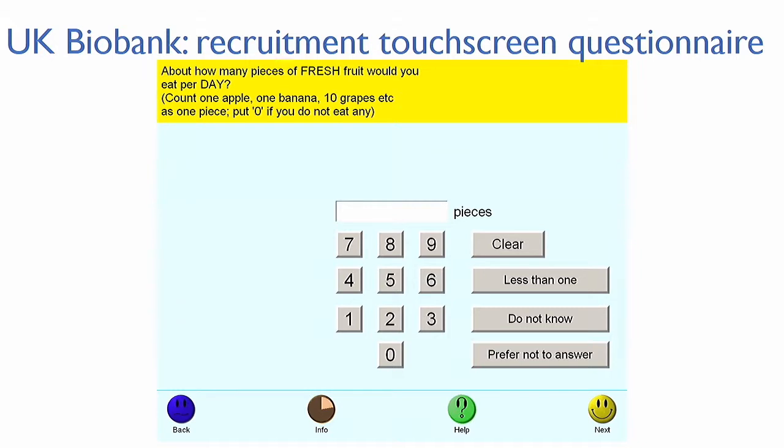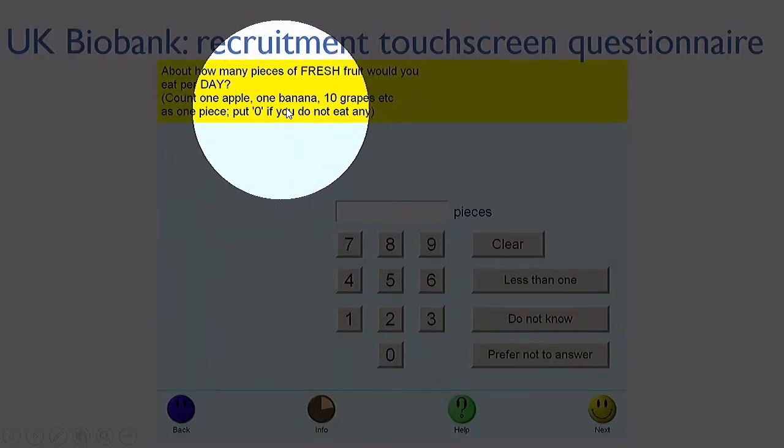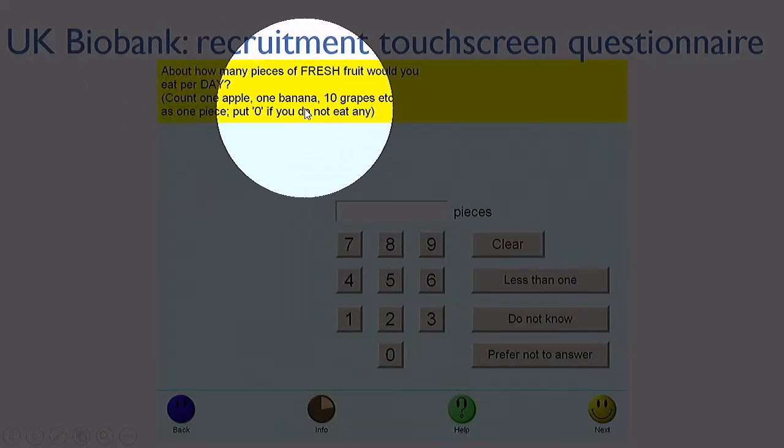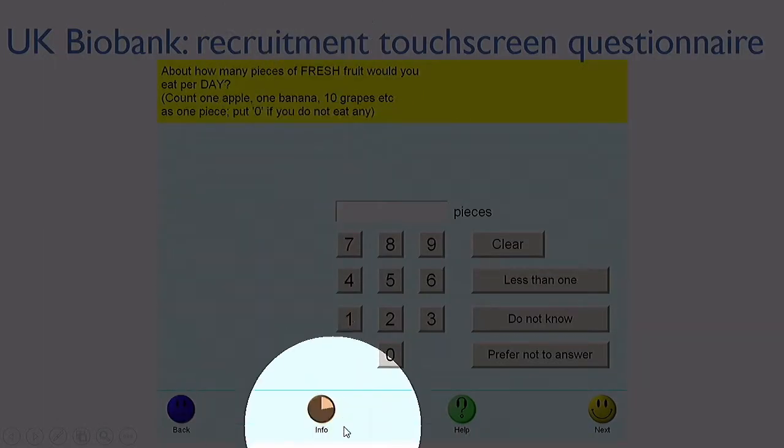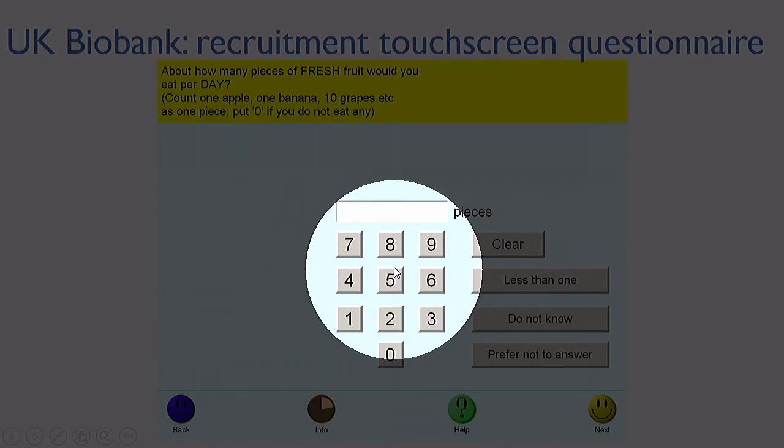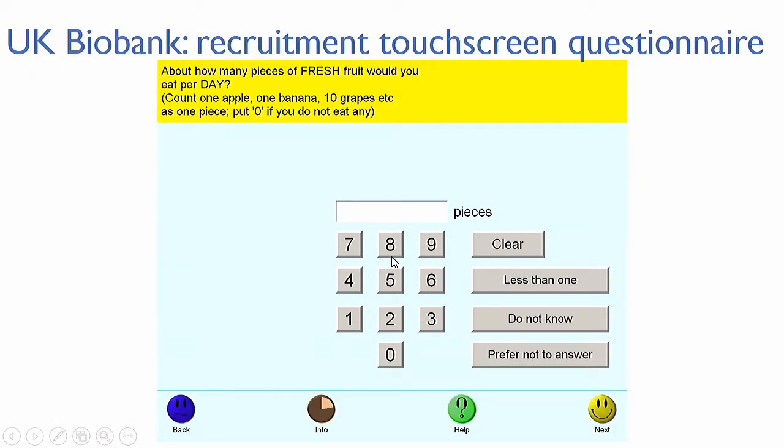And this is another example of what they asked for fruit. Again, it asks how many pieces of fresh fruit would you eat per day? And it gives an example of what you should count as a portion. And then you are to enter, using these touchscreen numbers, how many pieces you ate.